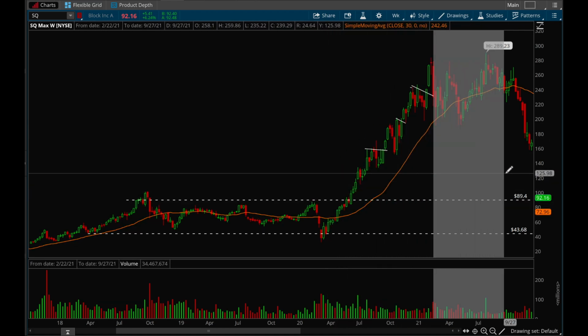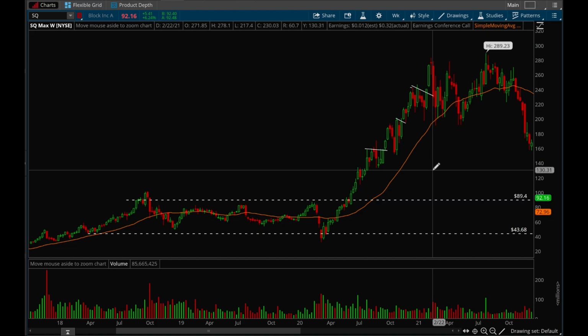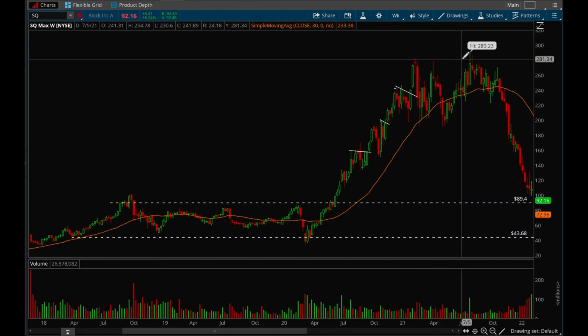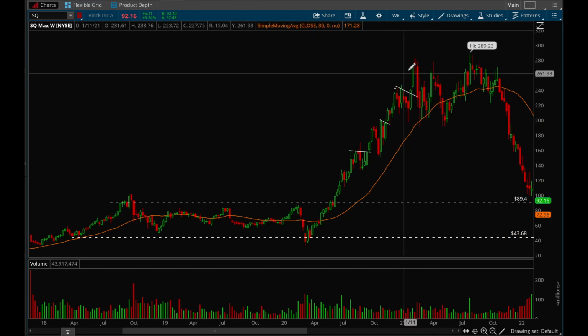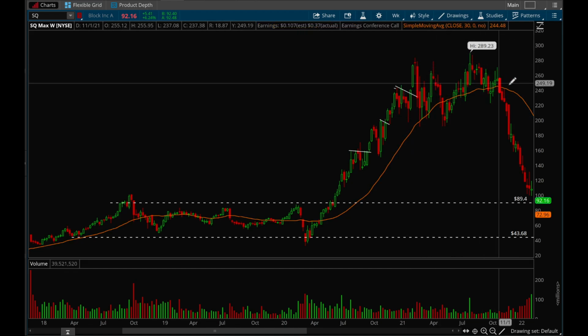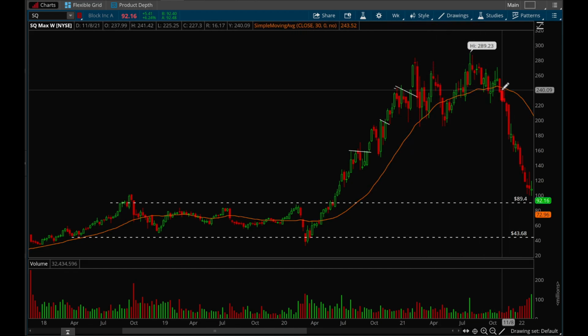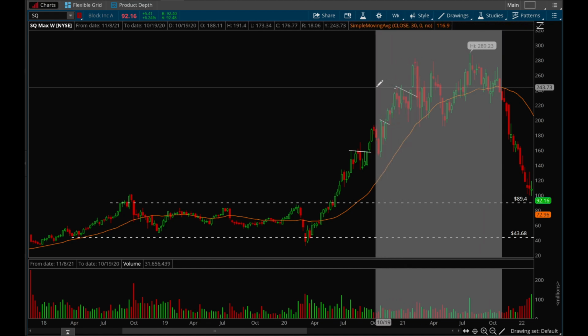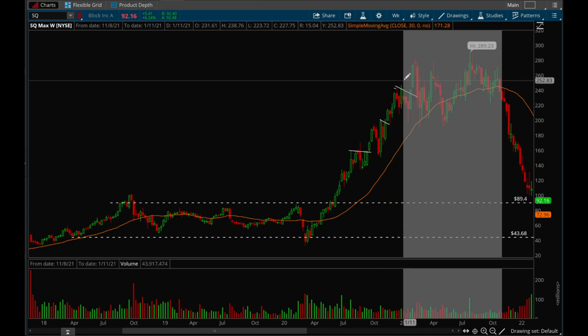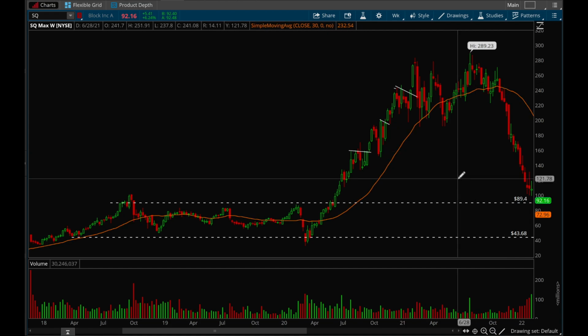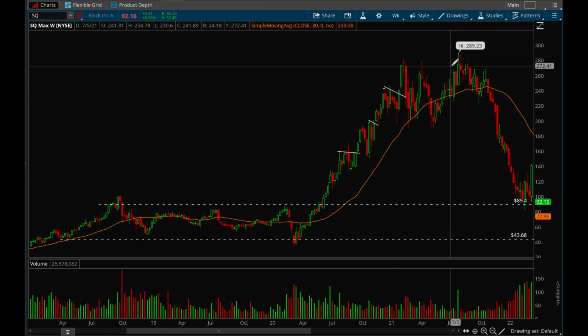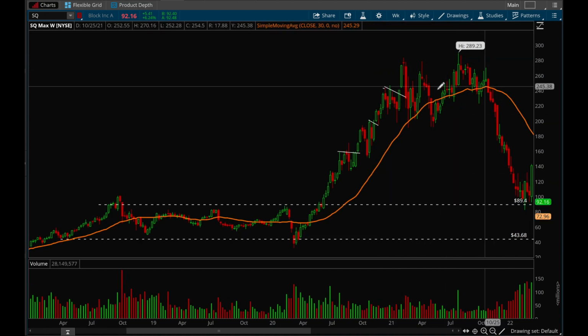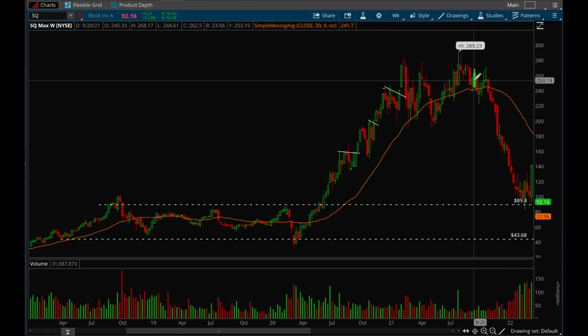Then stage 3 is when we start consolidating here and top out. There's not a lot of gas left in the tank. We pretty much go sideways for almost a whole year, around 9 months. Here we started consolidating, chopping around the 30-week moving average, and that's typically a sell signal.